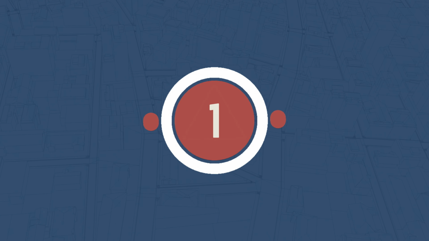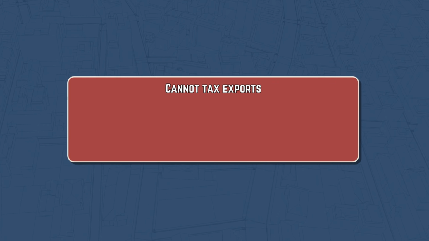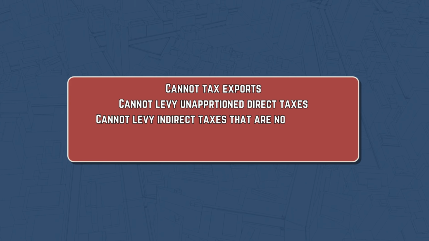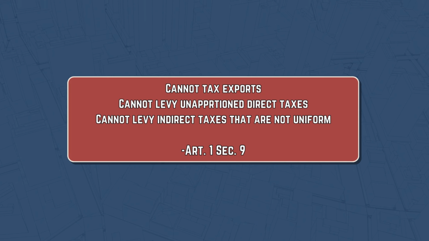The first question is, what exactly are the limits of taxation? As outlined in the Constitution, there are 3 explicit limitations to the tax power. Congress cannot tax exports, cannot levy unapportioned direct taxes, and cannot levy indirect taxes that are not uniform.